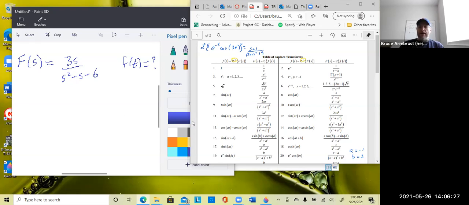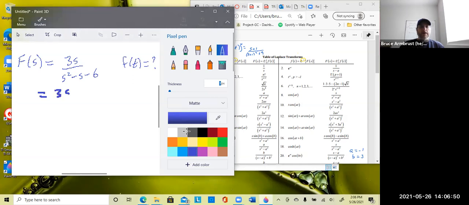There are some that have squares on the bottom. Like, look at this guy, it's got an s squared plus a squared. Here's one with a difference of squares, but we don't have anything that's just like s squared minus s minus 6. So here's what we're going to do. Let's actually complete the square on the bottom here real fast.